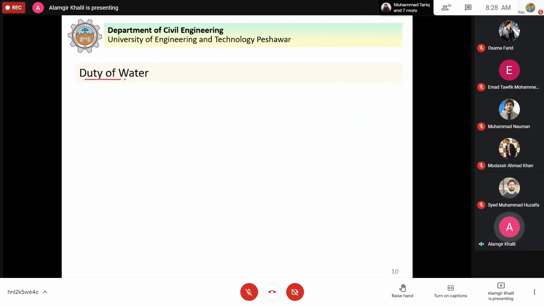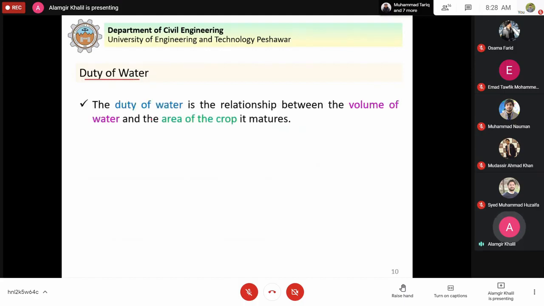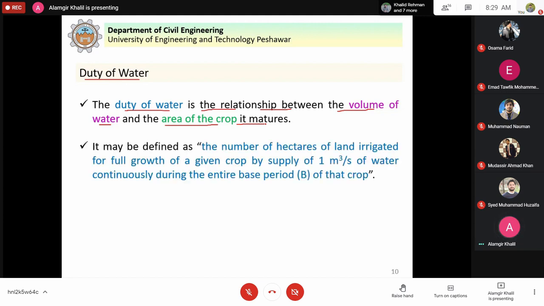Next, we discuss the duty of water. The duty of water is the relationship between the volume of water and the area of crop it matures.